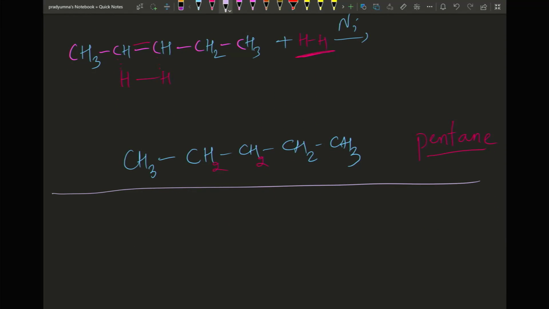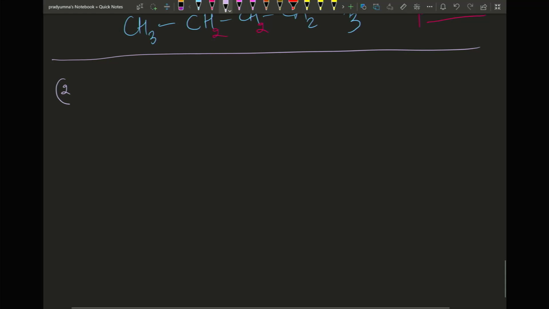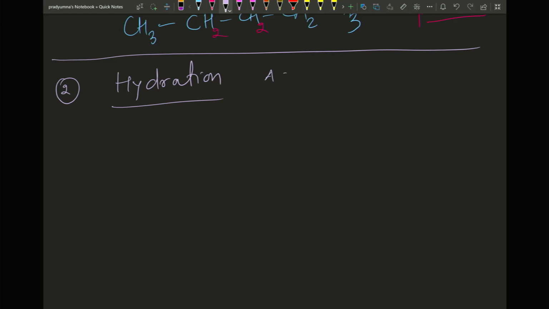So the next reaction is hydrations. So hydrations, we get hydrated, right? Hydrations means adding water. So you just dump some water onto your alkene. So let's start with the simpler one.